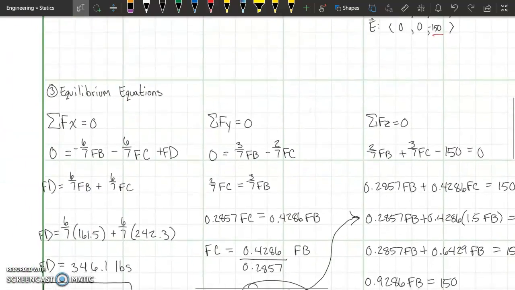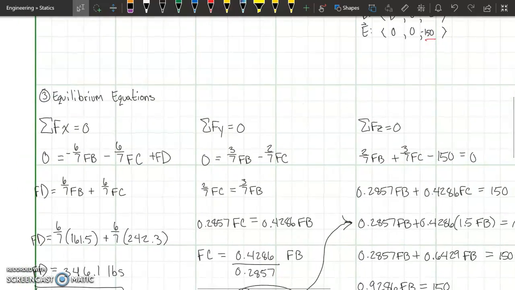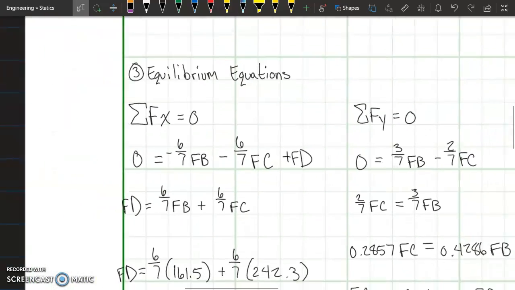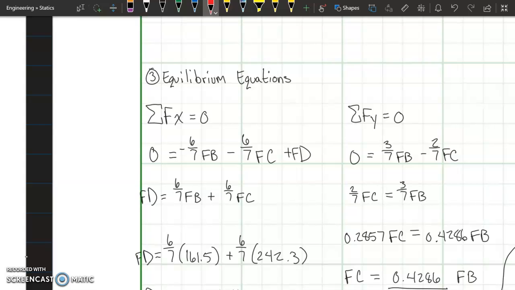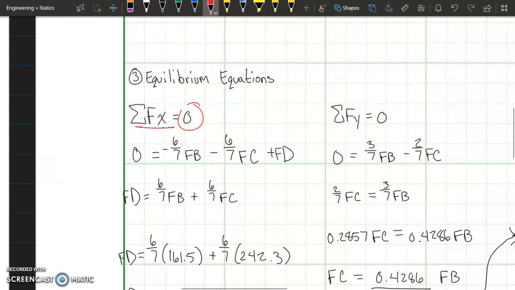Moving on from there, for step 3, we'll find our equilibrium equations. Here, we set the sum of all forces in the X direction equal to 0. This gives us 0 equals -6/7 FB minus 6/7 FC plus FD. Moving these negatives to the opposite side of the equal sign, we get FD is equal to 6/7 FB plus 6/7 FC.